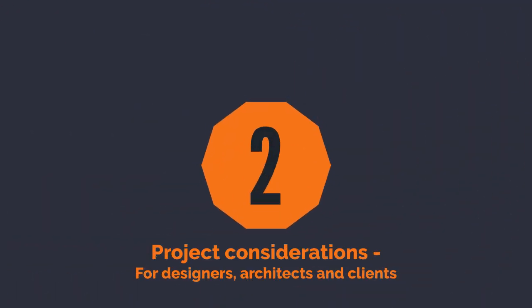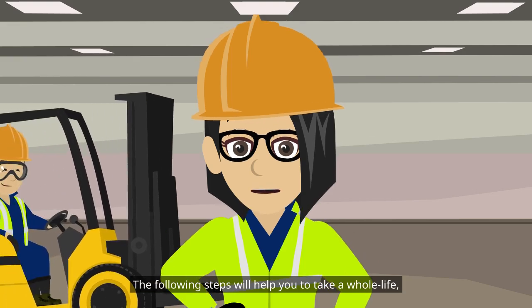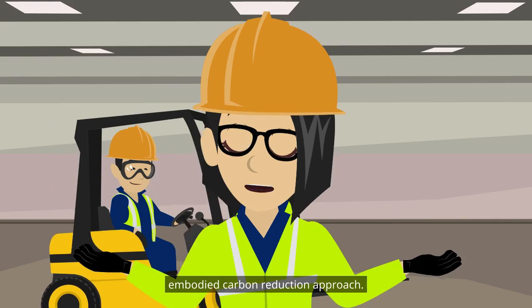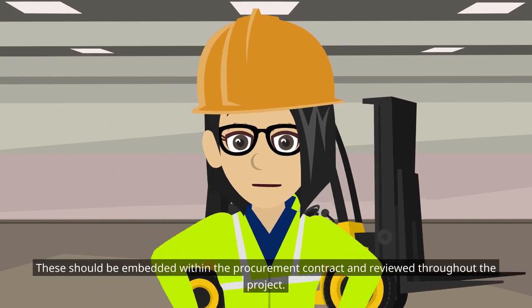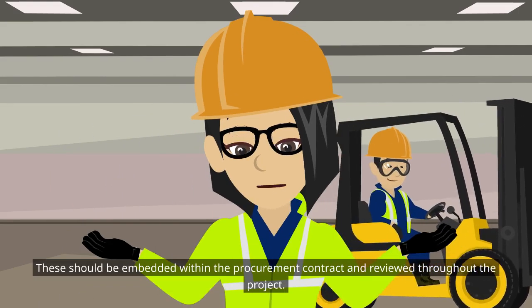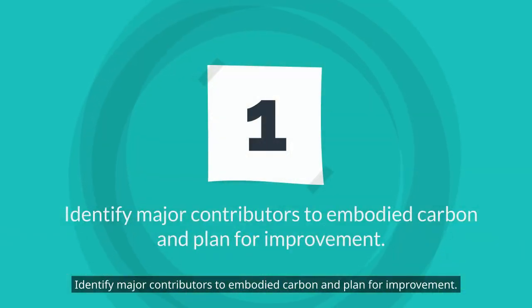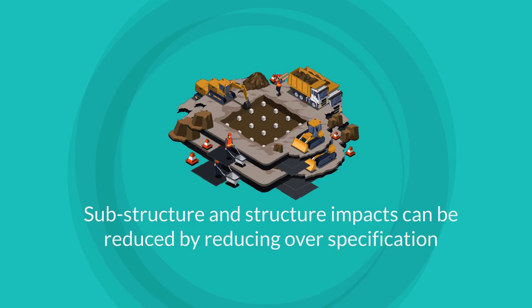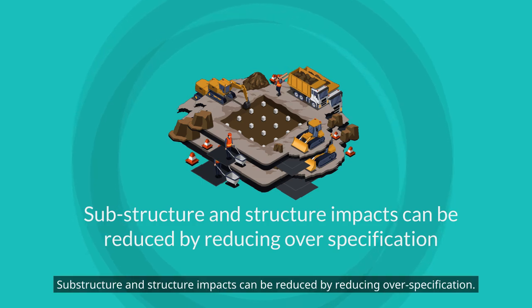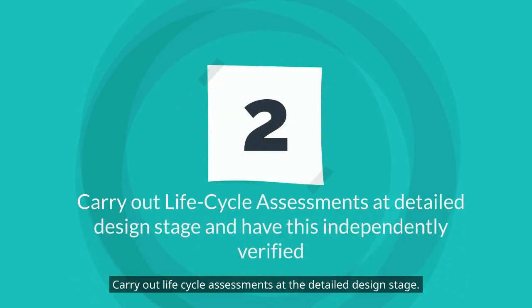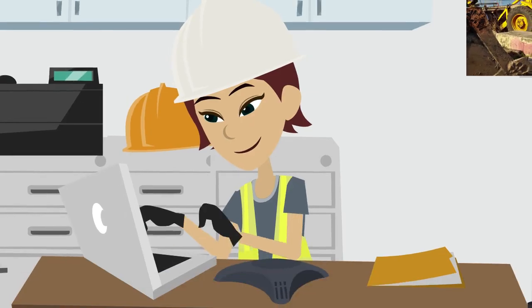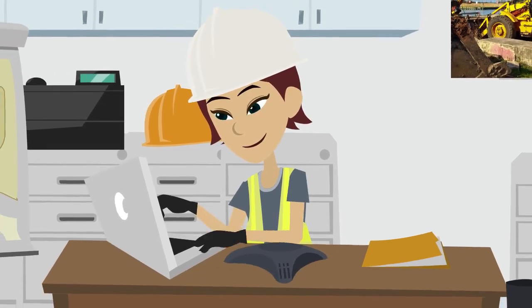Project considerations. Information for designers, architects and clients. The following steps will help you to take a whole life, embodied carbon reduction approach. These should be embedded within the procurement contract and reviewed throughout the project. Identify major contributors to embodied carbon and plan for improvement. Substructure and structure impacts can be reduced by reducing over-specification. Carry out life cycle assessments at the detailed design stage and have this independently verified.